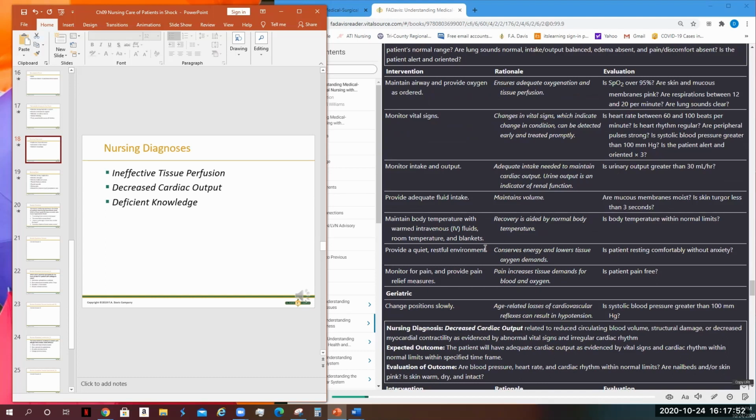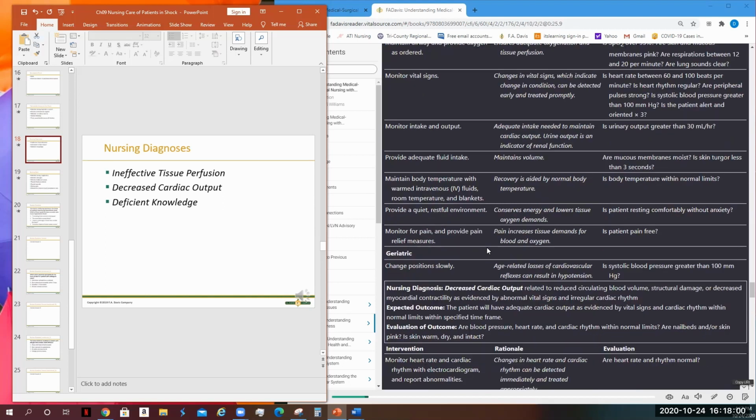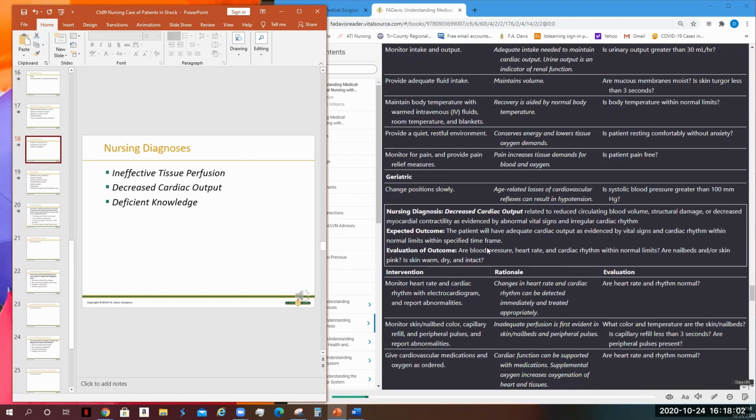Monitor for pain and provide pain relief measures. Pain increases tissue demands for blood and oxygen, so is the patient pain-free? For geriatric patients, change positions slowly.